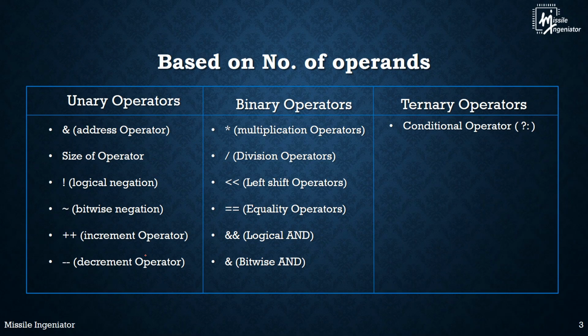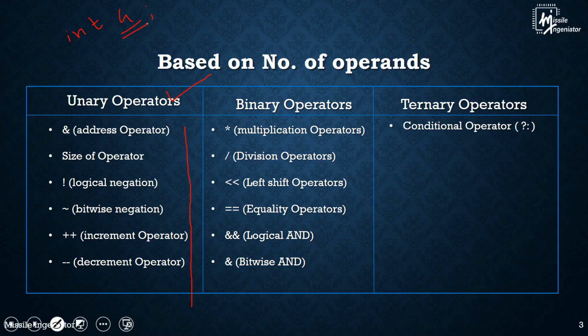For now, I just want to give a brief introduction to the classification of operators based upon the number of operands. Operators are classified into three types. The first is the unary operator. Unary operators perform an operation on only a single variable or operand. Suppose I declare int a in the program. This int a is now one of the operands.